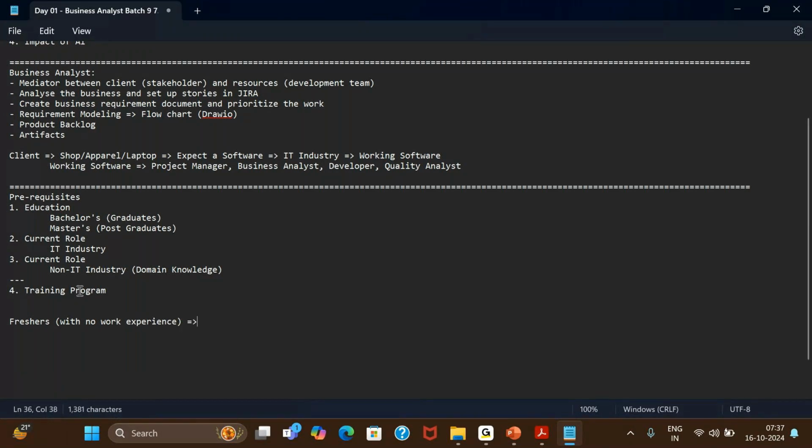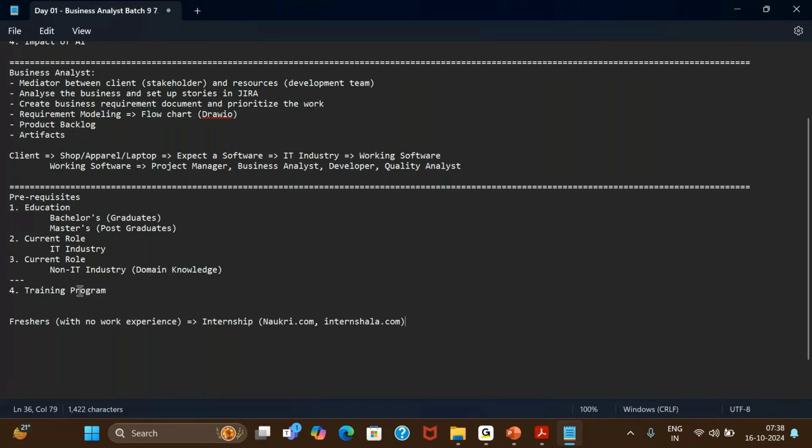Now, for freshers with no work experience, no IT, no non-IT, nothing at all, maybe they just graduated in the year 2024 and they're still looking for jobs. If you are a fresher, I suggest you go through some of the internship programs. There are multiple websites like naukri.com, internshala.com. Go through these websites, look out for relevant internship opportunities.